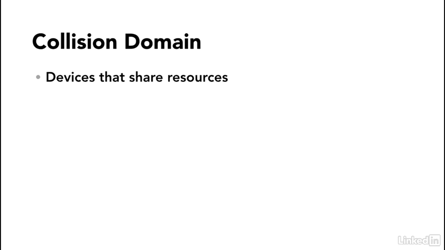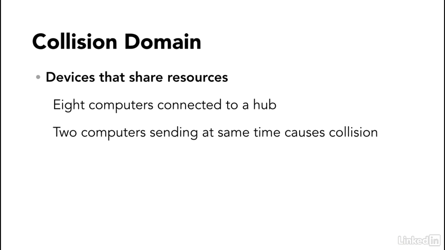When two or more devices share a resource, we call this a collision domain because there is the potential for a collision. If any of those devices that share one of those resources tries to send out information at the same time, we say those two machines are in the same collision domain. If two devices don't share any resources at all, and therefore they could both send data at the same time, we say those two devices are in different collision domains. If we have 8 computers connected to a single hub, all 8 of those computers are in the same collision domain. And if any 2 of the computers send information at the same time, this will cause a collision.